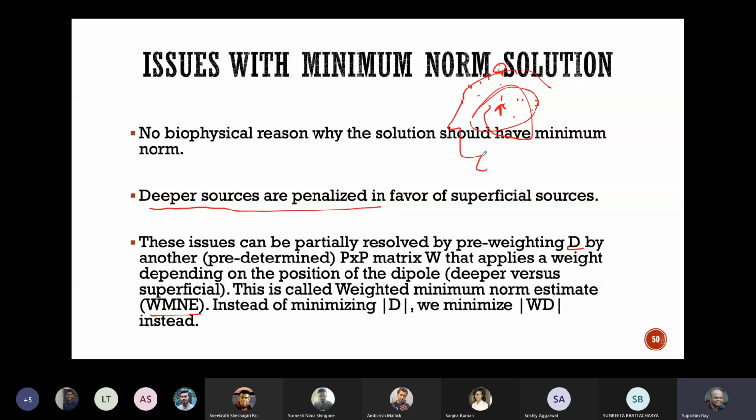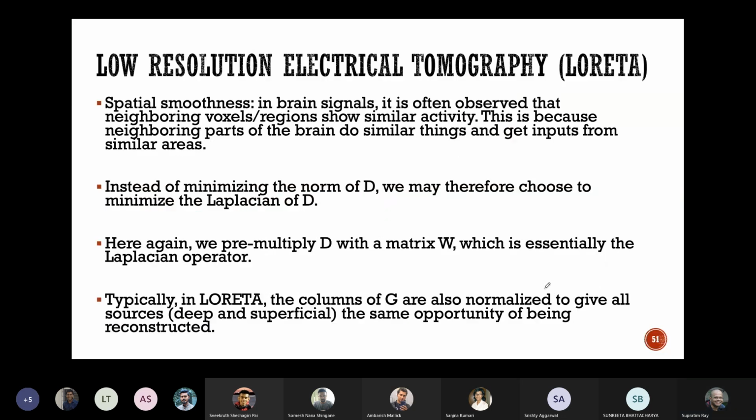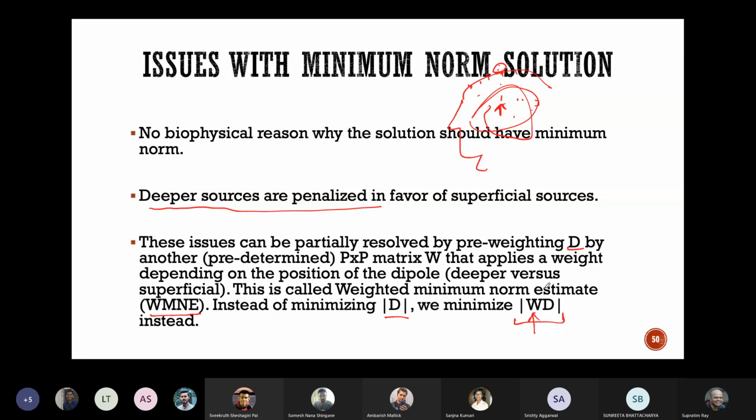Now, how you're going to weight will depend on biophysics and all other things. But essentially, the logic is now, instead of trying to minimize D, you minimize WD. Okay, and then you can put some other constraints on W and try to do that minimization. This is called a weighted minimum norm solution. So the logic is still going to be the same. Let me show you the math here after one slide.